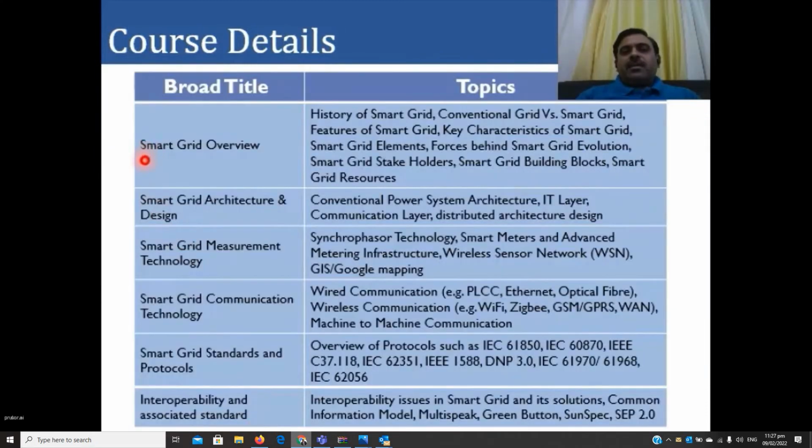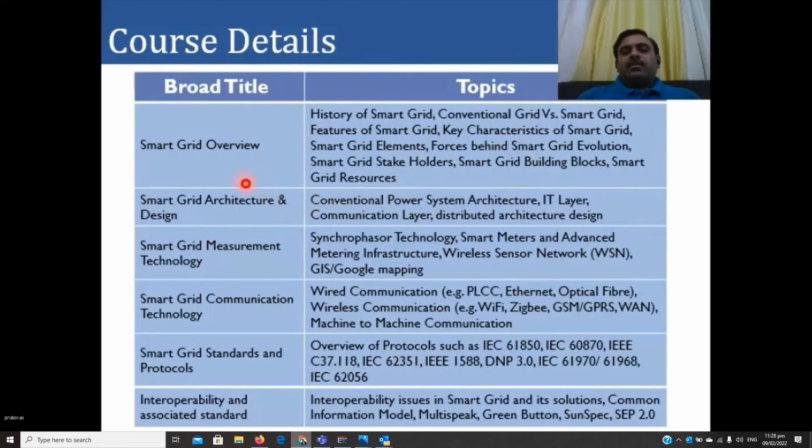We'll start with the smart grid overview. In this topic, we'll discuss the history of smart grid, and the difference between the conventional grid and smart grid. We'll discuss the features of a smart grid, key characteristics of the smart grid elements, what the forces behind the smart grid evolution are, what the various smart grid stakeholders are, smart grid building blocks, and then smart grid resources. These smart grid resources will work as reference material for you to do further study in smart grid technology.